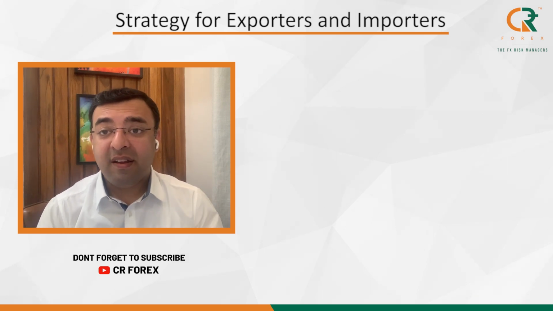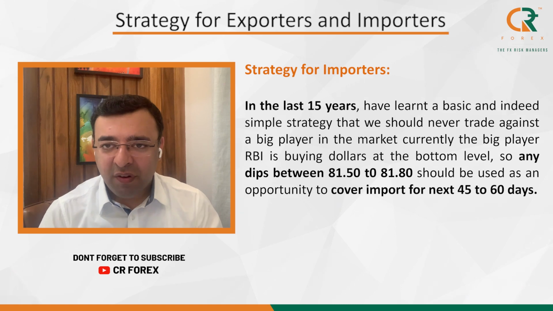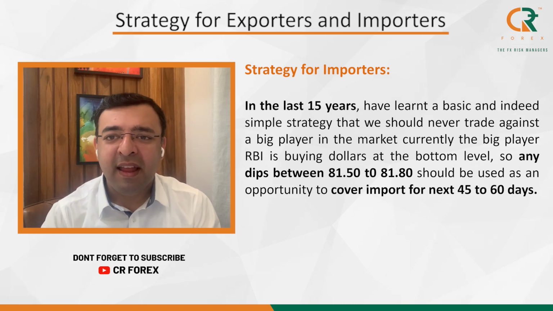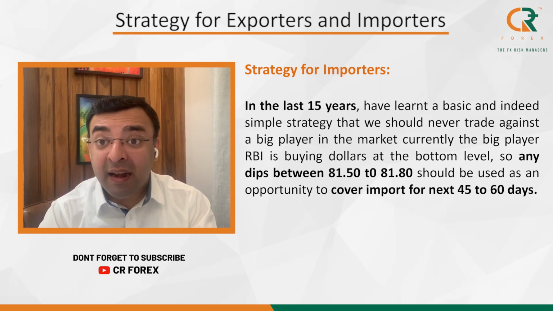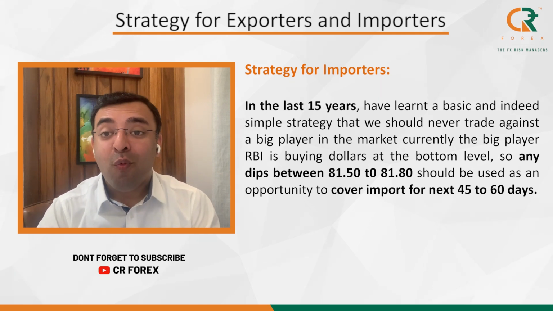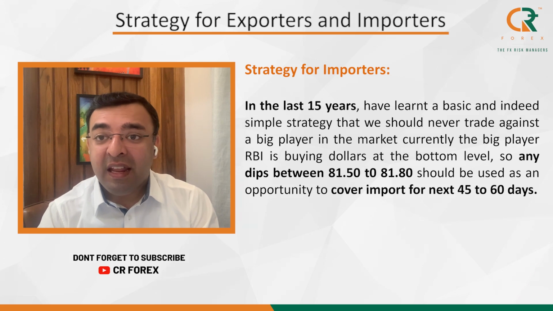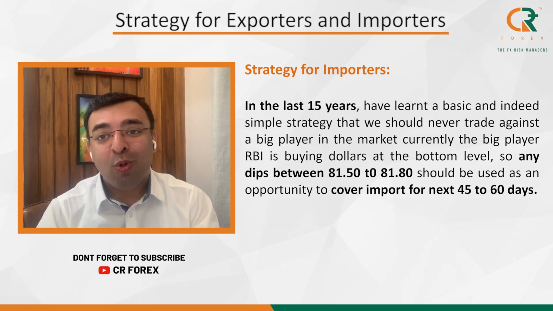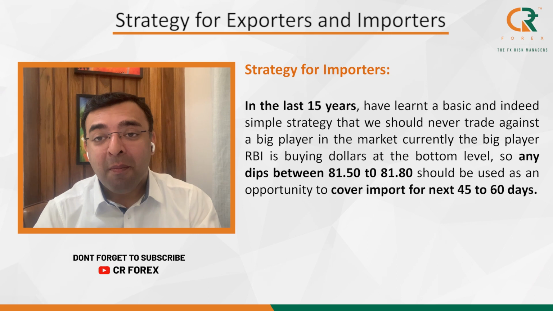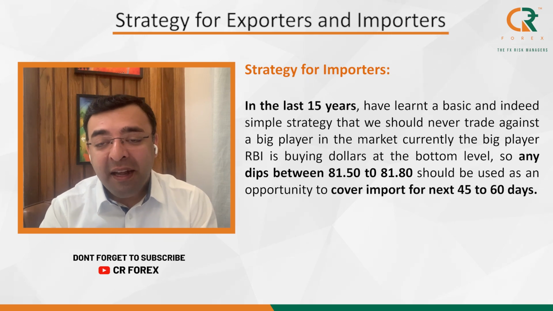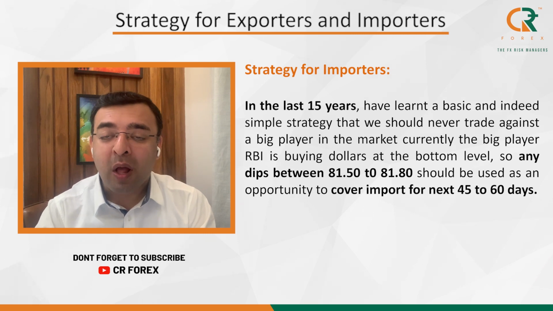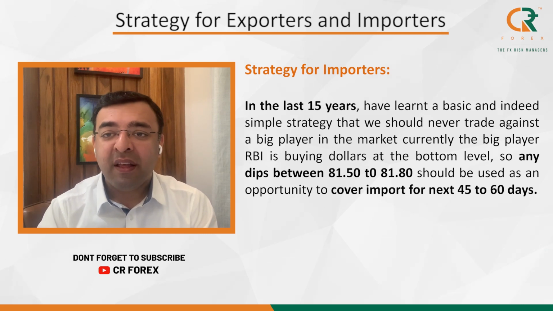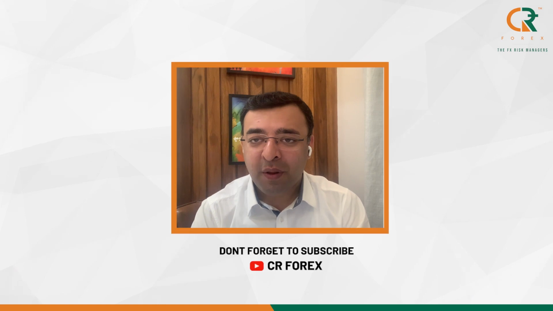Now let us discuss strategy for importers. In my last 15 years in the market, I have learned a simple strategy: you should never go against a big player in the market. And in the rupee, currently the big player is RBI, which is on the trend of buying dollars at all levels. So importers should simply buy at all dips. Any dips between 81.50 to 81.80 should be used as an opportunity to cover imports for the next 45 to 60 days. With this, I will end my presentation today.